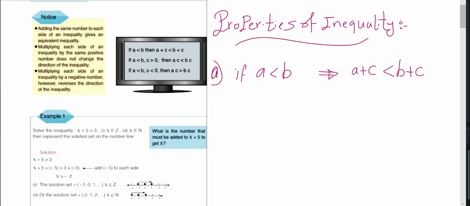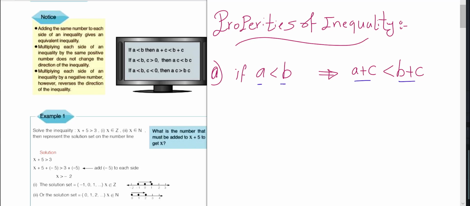After that we can talk about the properties of inequalities. Here we can add or subtract the same number from both sides of the inequality, and the sign of the inequality doesn't change. Say I have here A less than B, then A plus C is also less than B plus C.